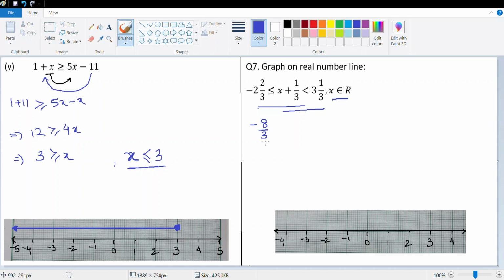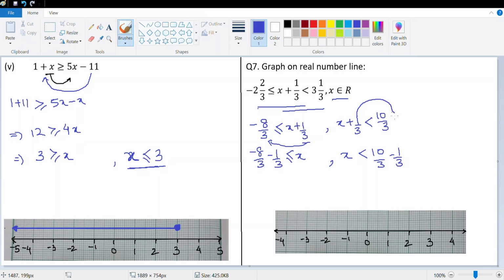So that's negative 8 by 3 is less than or equal to x plus 1 by 3. And then the second inequation is x plus 1 by 3 is less than 3 into 3, 9 plus 1, 10 upon 3. So this is negative 8 by 3 minus 1 by 3 is less than or equal to x. I took 1 by 3 on the other side, and this is x is less than 10 by 3 minus 1 by 3, taking 1 by 3 on this side. So this is negative 9 by 3 is less than or equal to x, and x is less than 10 minus 1 upon 3. This is negative 3 less than or equal to x, and x is less than 9 upon 3, which is 3.